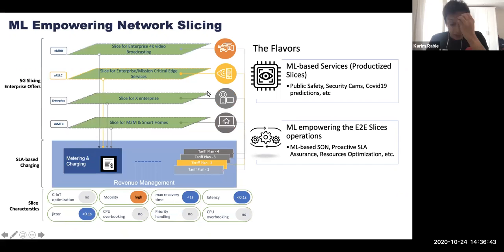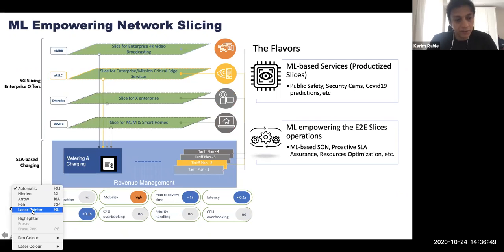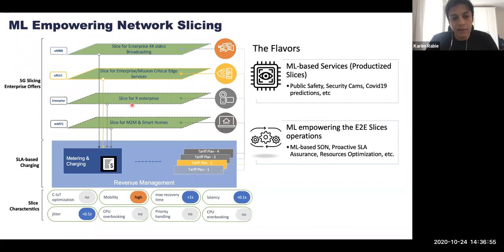I'm just having a logical diagram. You can have multiple enterprise offerings allocated for an enterprise, for 4K video broadcasting, to broadcasting agencies, to smart homes, whatever. You can have hundreds or thousands. And you have to maintain the metering and charging, but SLA based.